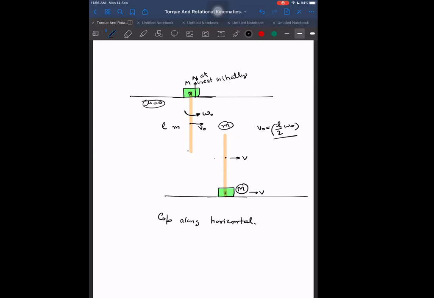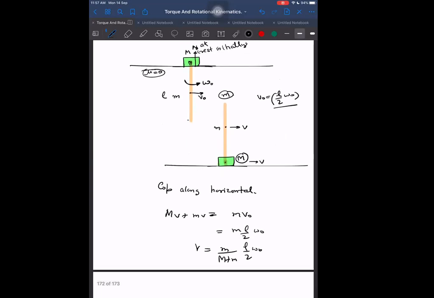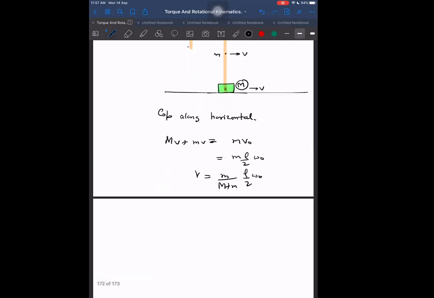So this is small m and this is capital M. Then what do we get finally? M into V plus small m into V is equal to m into V naught, which is equal to m into L by 2 into omega naught. So we are getting V from here easily, equal to m by (capital M plus small m) into L by 2 into omega naught. Once we know this final velocity, next is conservation of mechanical energy.